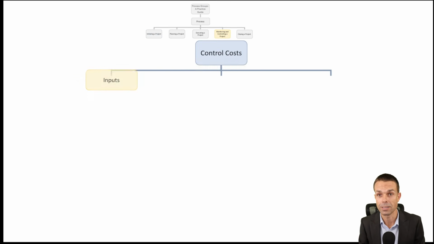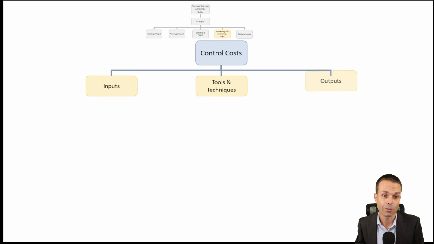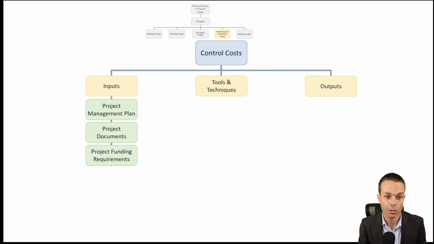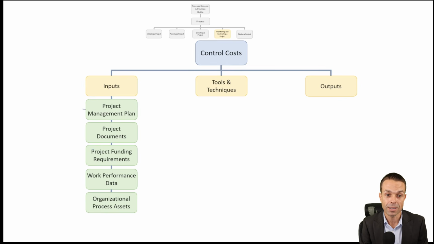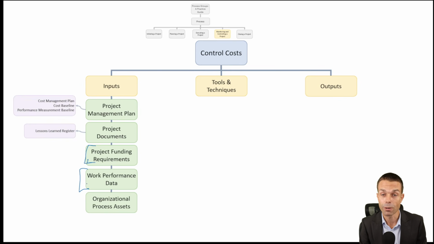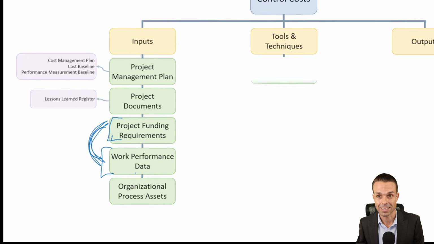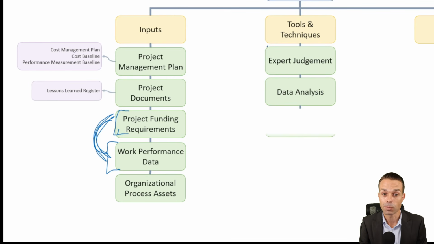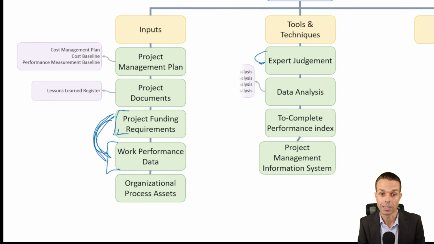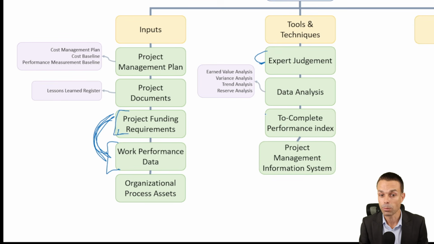Controlling costs is another thing that we're going to need to do. And of course, the inputs to this will include our project management plan and project documents, as always. Project funding requirements that we had set in our plan, the work performance data for how we're tracking, so we'll compare these two things together to see if we need to make a change. Organizational process assets as well for any templates, expert judgment for the people in the organization that we need to talk to about controlling costs, data analysis, to complete performance index.